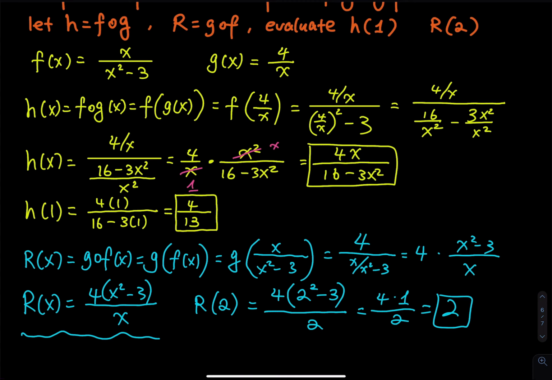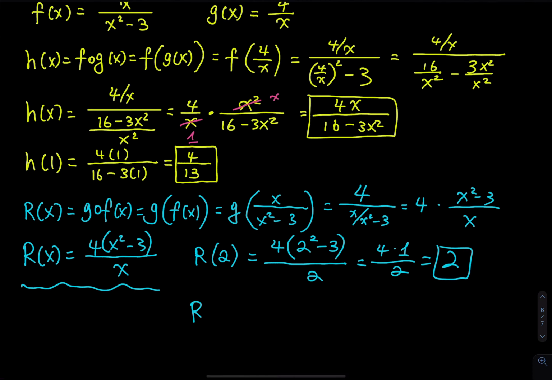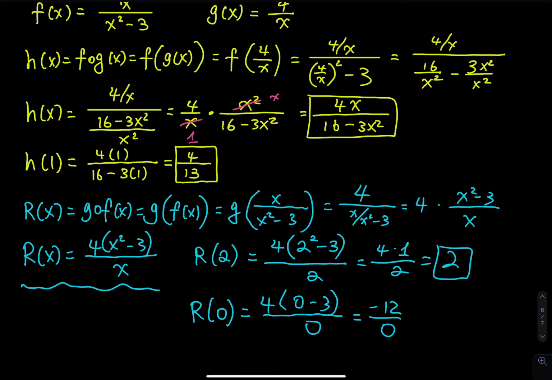So let me ask you one more thing. How about r of 0? Does r of 0 exist? This is 4 times 0 minus 3 divided by 0. Please don't say that is equal to 0. This is 4 times negative 3. This is negative 12 divided by 0. That is not equal to 0. 0 cannot be a divisor. This is undefined. If you input this to your calculator, it will just show an error because 0 cannot be a divisor. You cannot take a non-zero value divided by 0.